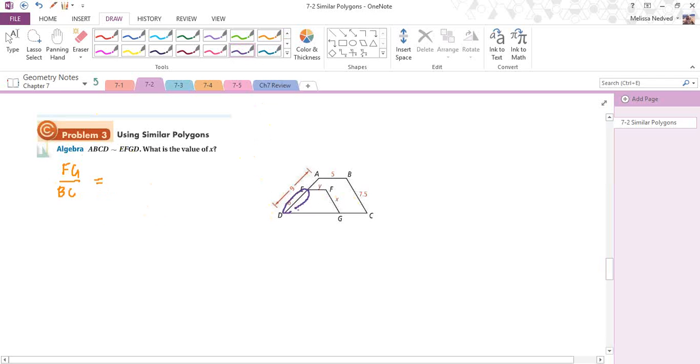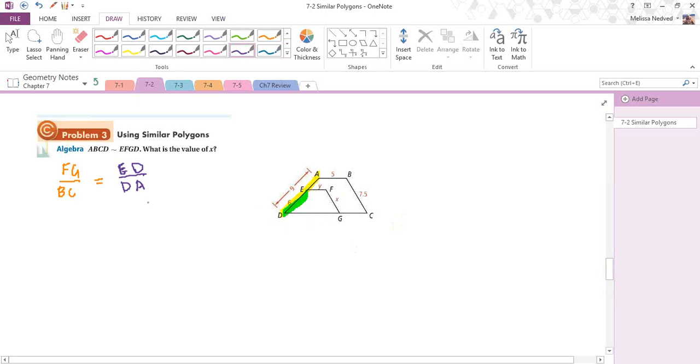Notice length DE corresponds to length AD. I'm going to go ahead and erase that so we can see. Or here, I'll use a highlighter. ED corresponds to DA, and ED is 6 and AD is 9. So look for what you know the lengths of both of. So also you could see DG corresponds to DC, but I don't know their lengths, so that doesn't help me. I need the ones that I know the lengths of both of. So I'm going to write, since I did the small quadrilateral on top, I'm going to write the small one on top, ED over DA.